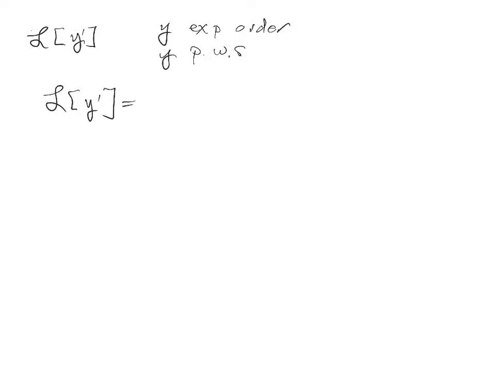which is once again the integral from 0 to infinity of y prime times e to the negative st dt. And when we look at this integral, we know it's a product. So again, a good strategy would be integration by parts. But we have to be very strategic about it because we have to make sure that we have something that we can easily integrate and differentiate.